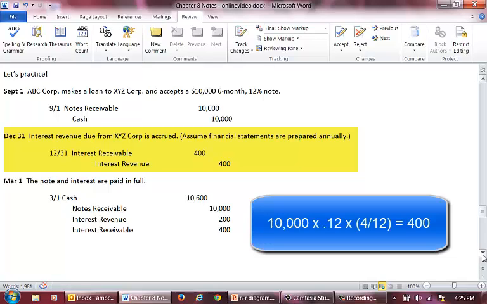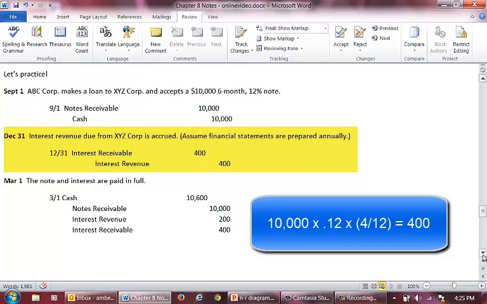If the note had been received during a month, then we would have to use 360 as our denominator. It's important to note that even though this is only a 6-month note, we still use 12 as the denominator because the interest rate is an annual rate. We use 4 as our numerator because 4 months have passed since the receipt of the note. All of September, all of October, all of November, and all of December.